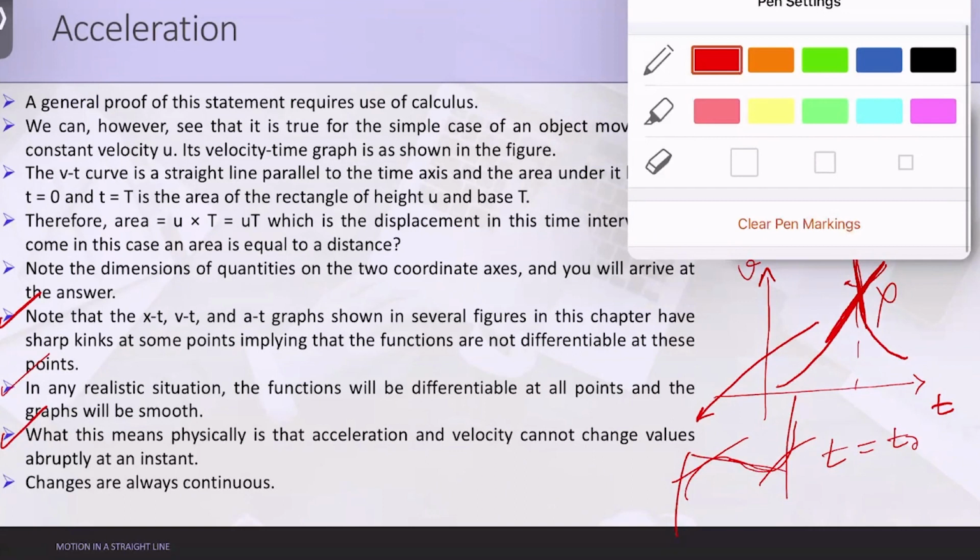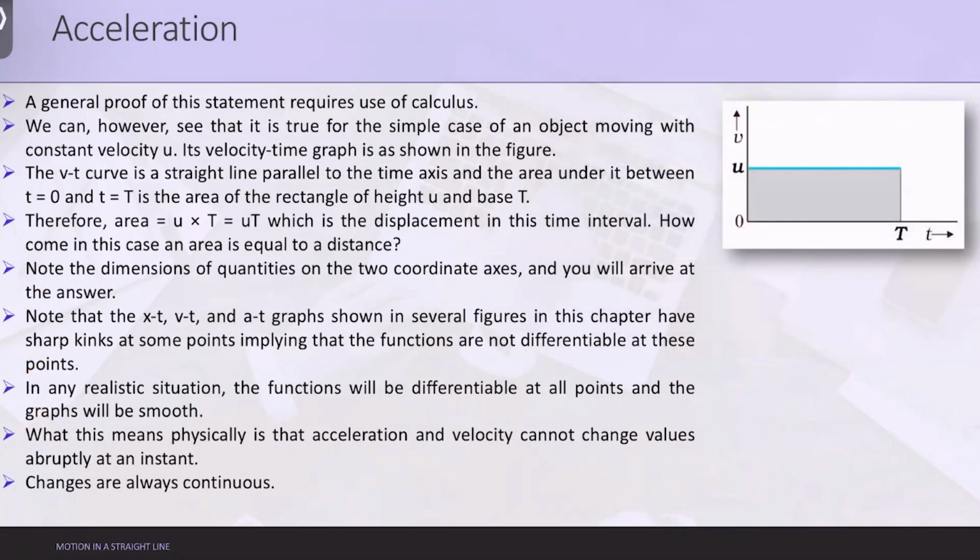So that was the explanation regarding this portion. What this means physically is that the acceleration and velocity cannot change values abruptly at an instant. Changes are always continuous. They keep on happening, but it is not the case that a single value of time will have two different values.